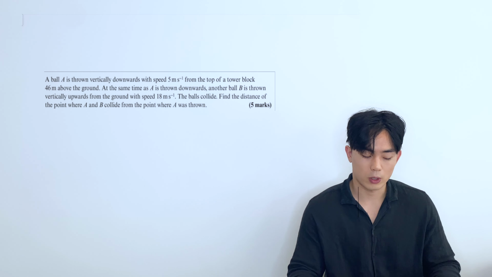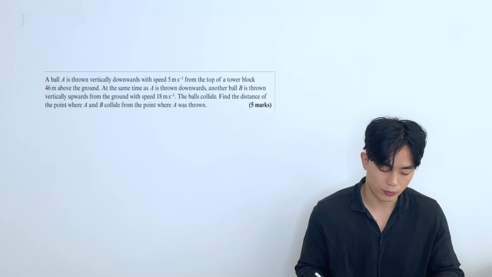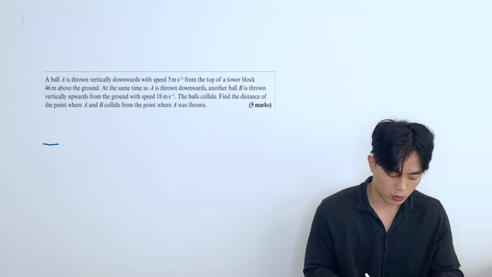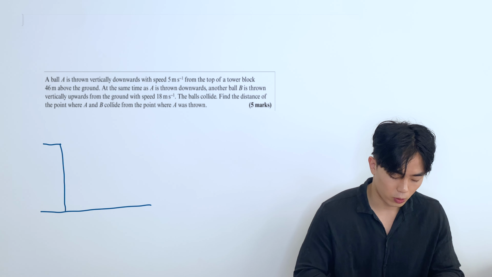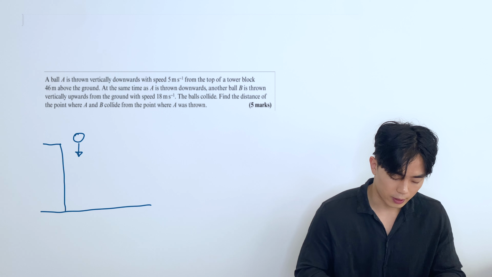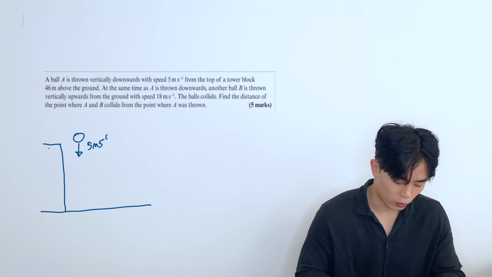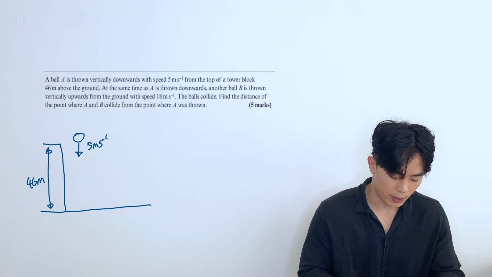And let's try one final one. So a ball is thrown vertically downwards with speed 5 meters per second from the top of a tower block 46 meters above the ground. So let's draw this out. So we've got a tower block, we've got a ball, it's going to be thrown downwards at a speed of 5 meters a second. The tower block itself is a distance of 46 meters high. Okay, so this is ball number A.